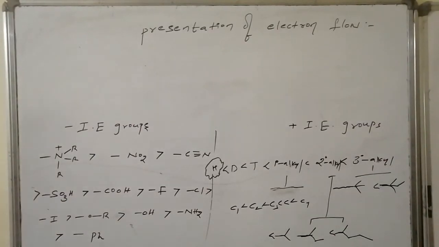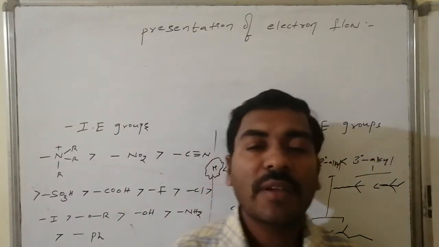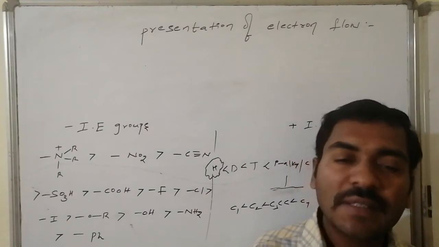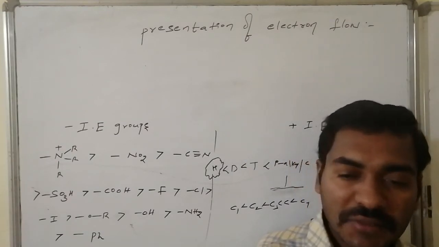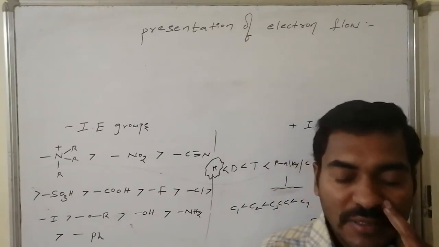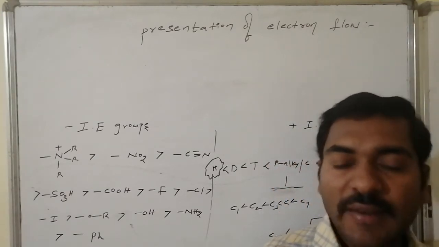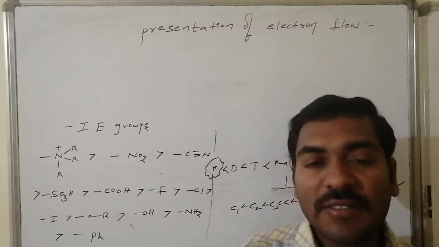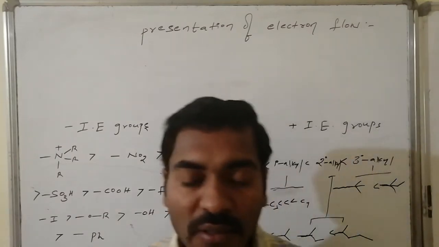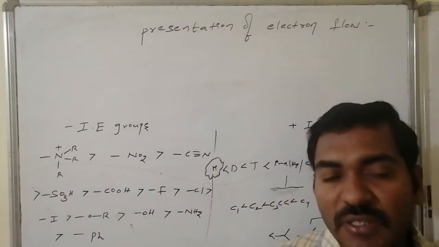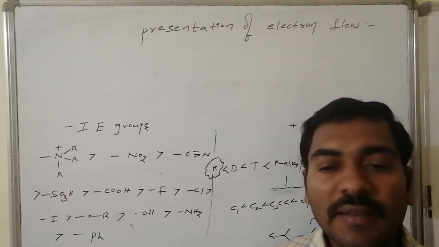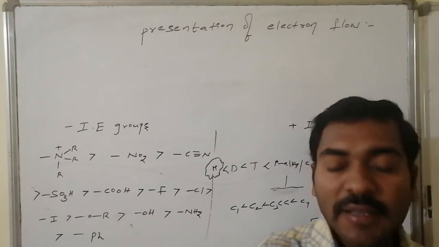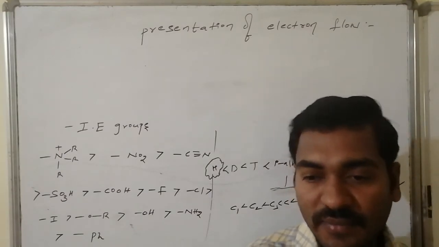Presentation of electron flow in the inductive effect, for the identification of positive inductive effect groups as well as negative inductive effect groups. It always depends on the electronegativity of the atom which is connected with the carbon. While representing the electron flow, we will use a special type of representation, because it is a special case in which only sigma bond electrons are partially and permanently shifted on their own, without expecting any other reagent in their presence.